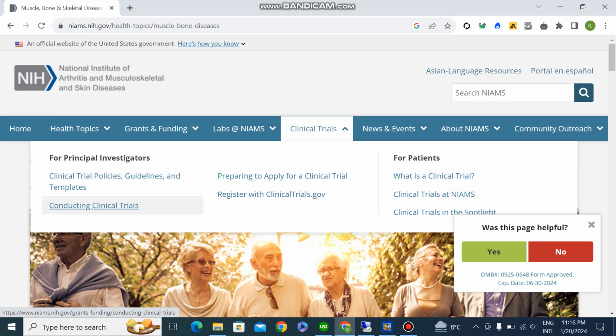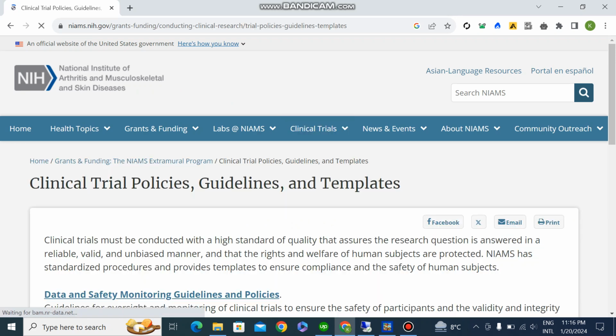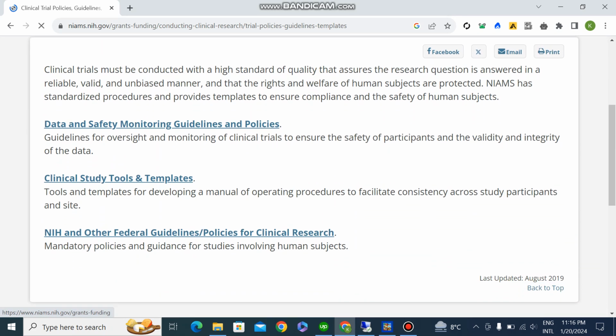Conducting clinical trials: policy, guidelines and templates. So you have to be aware of the guidelines. Data and safety monitoring guidelines and policies: guidelines for oversight and monitoring of clinical trials to ensure the safety of participants and the validity and integrity of the data. Clinical study tools and templates: tools and templates for developing a manual of operating procedures to facilitate consistency across study participants and sites.